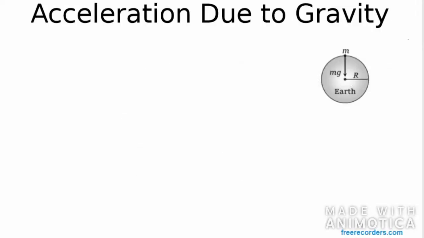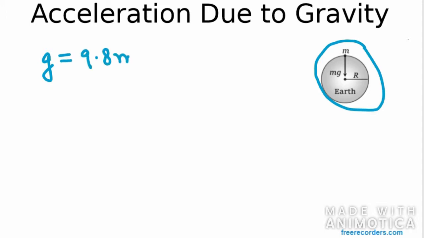Now, next topic is acceleration due to gravity. The acceleration produced in the motion of a body under the effect of gravity, as you can see in this image, is known as acceleration due to gravity, and it is denoted by g. The value for g is known to all, that is 9.8 meter per second square.